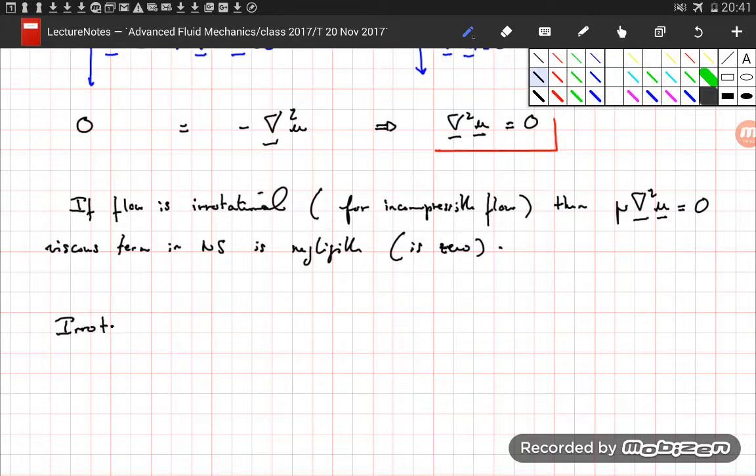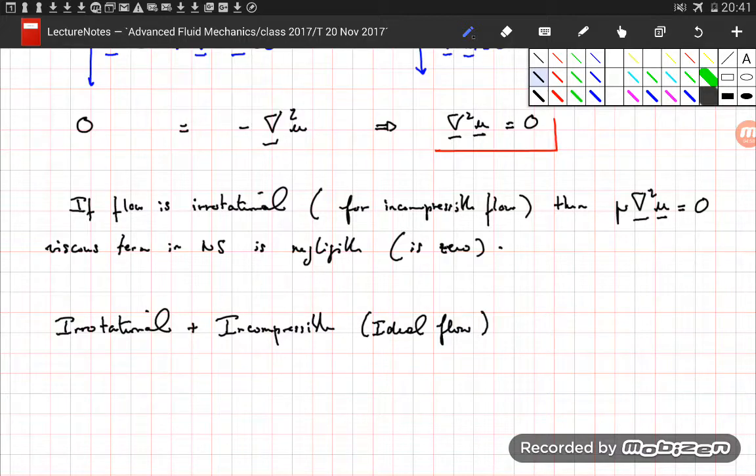A flow that is irrotational and incompressible is an ideal flow. So don't confuse an ideal flow with an ideal fluid. You talk about an ideal fluid or an ideal gas when you have a model for your gas that satisfies the ideal gas law, PV equals nRT. This is not the same thing. An ideal flow is an irrotational, incompressible flow. It has to do with the flow, not the fluid.